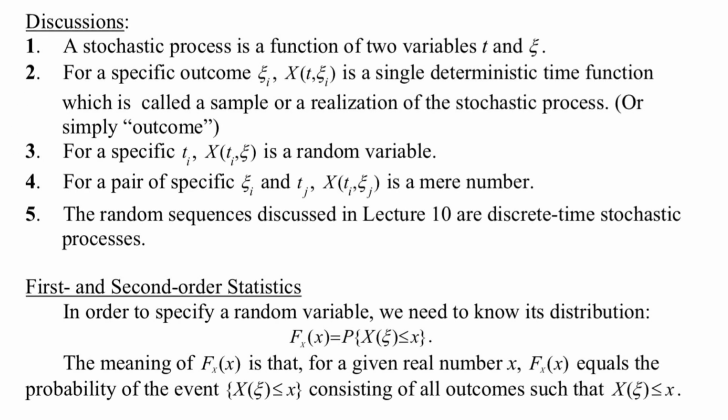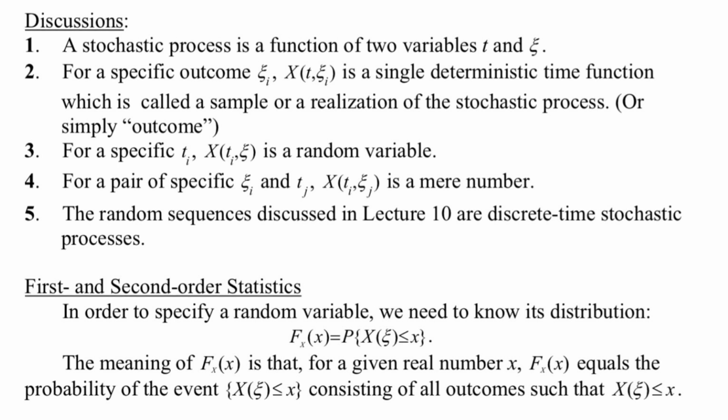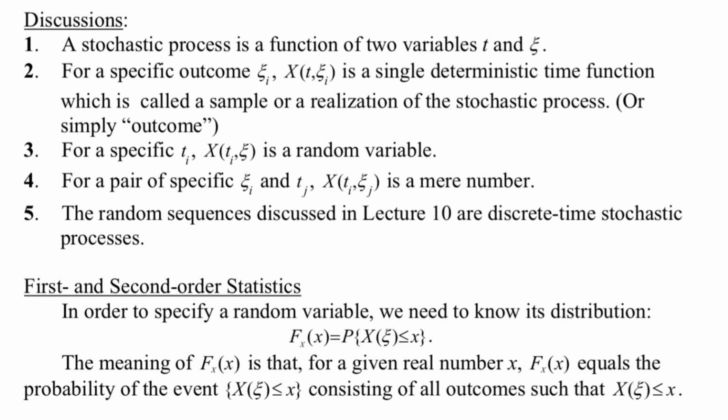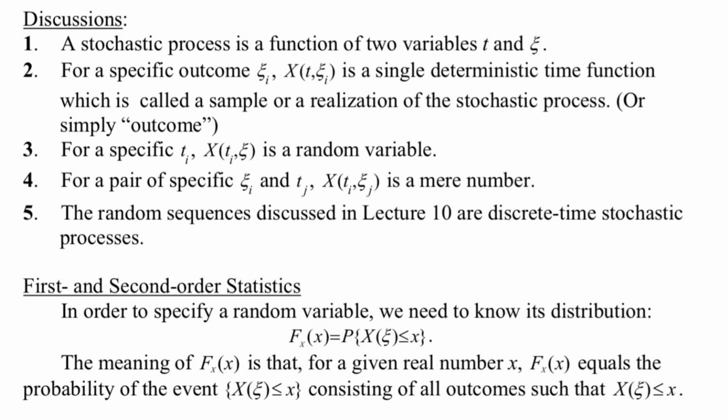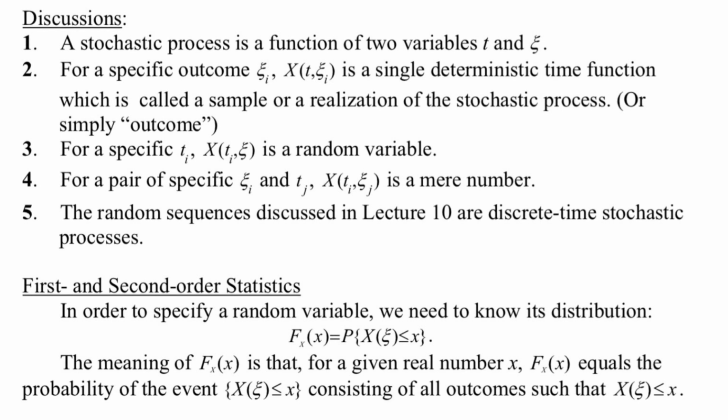In the clues to homework, through the lecture, we can see that there's a discussion. A stochastic process is a function of two variables, t and ζ. For a specific outcome ζ_i, X(t, ζ_i) is a single deterministic time function, which is called the sample path or realization of a stochastic process. And for a specific t_i, X(t_i, ζ) is a random variable.